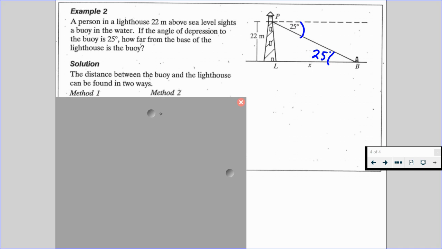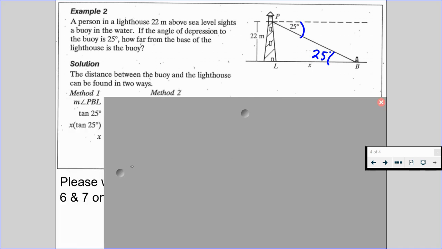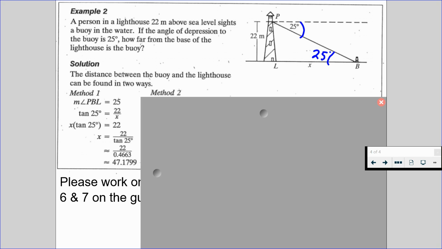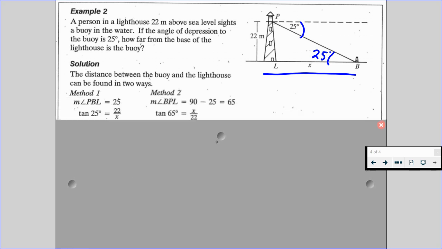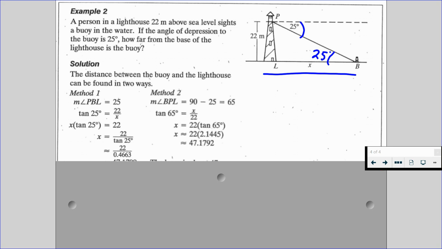On the left-hand side, we're going to go through method 1. On the right-hand side will be method number 2. For method number 1, we have the angle PBL equal to 25 degrees, and we now have the tangent of 25 equal to 22 over x. X is the length right here, and we are given the height of 22. So to get x, we multiply both sides by x and then divide by tangent of 25. We end up with approximately 47.1799, or about 47.